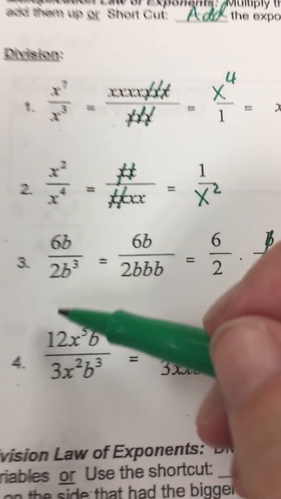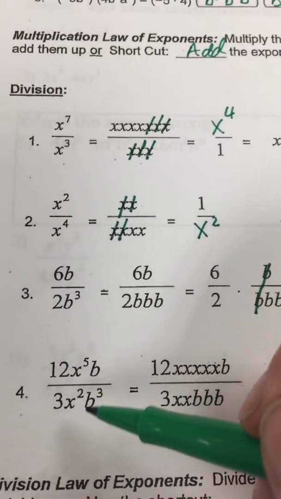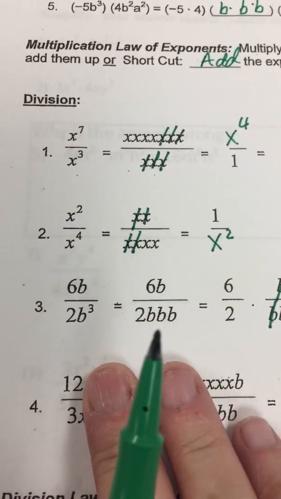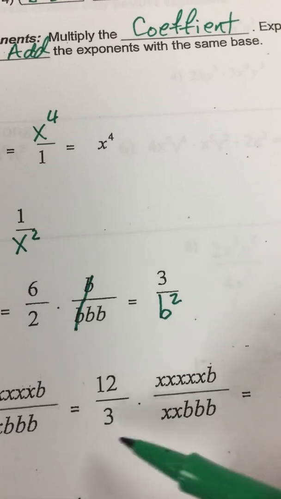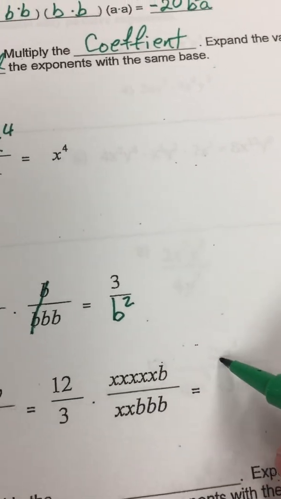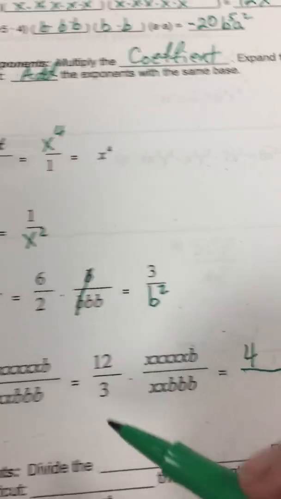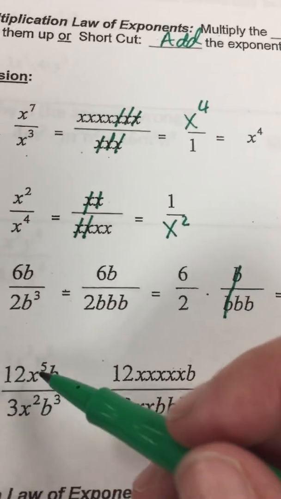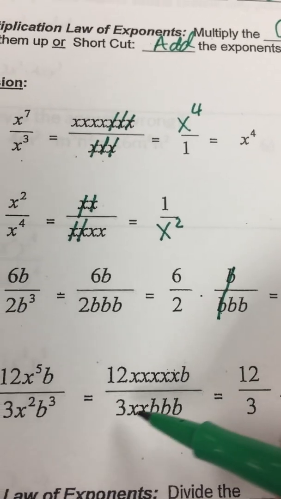So 12x to the 5th b divided by 3x squared b3. Again, the big numbers out front, your coefficients, plain old math, 12 divided by 3. So we put it separate, 12 divided by 3. And when you do that, you get a 4 in the calculator, and that 4 is on top. Right, 4 over 1. You don't have to put the 1 on bottom, but it's there.